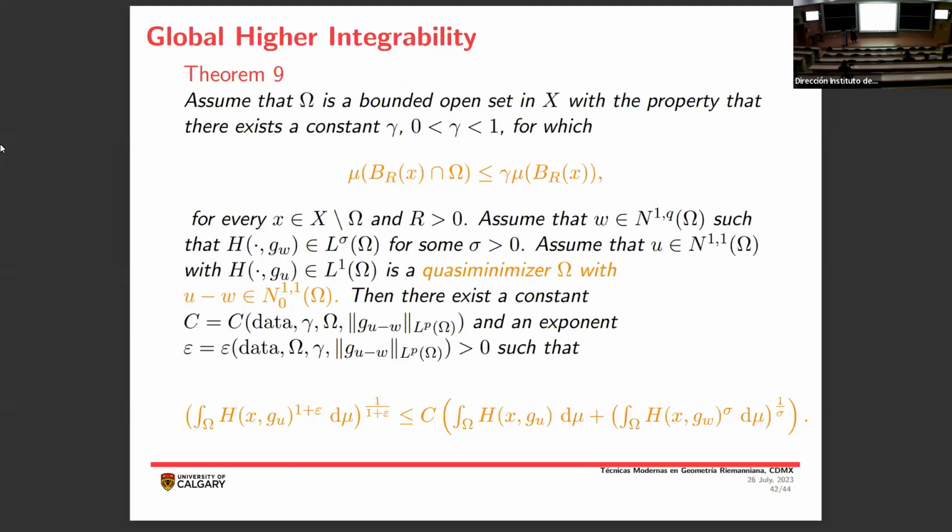And lastly, the global higher integrability. And for this one, we use the global energy estimates plus the double phase Sobolev-Poincaré inequality for functions that vanish on a large set. And we obtain the reverse Hölder inequality, and at the end, an application of Gehring's lemma gives us as well the higher integrability.